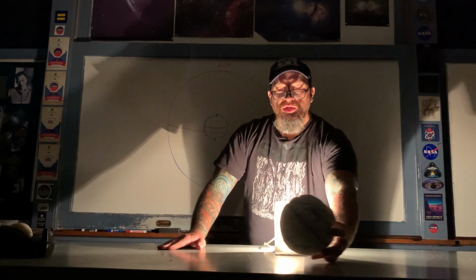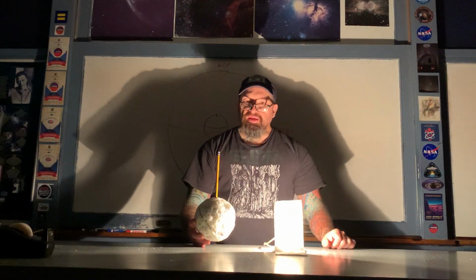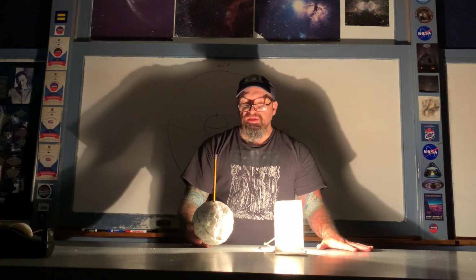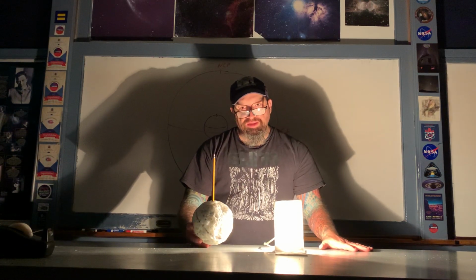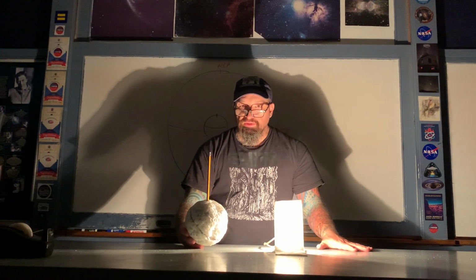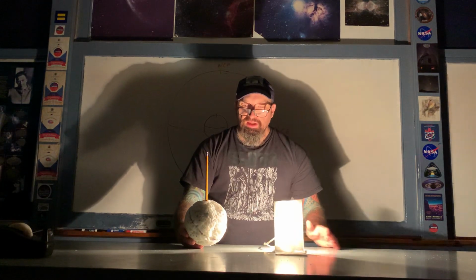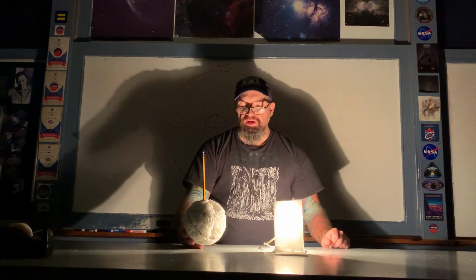So the basic cause of the seasons is the fact that the Earth's equatorial plane is tilted on an angle with respect to the ecliptic. The angle that the Earth's equatorial plane is tilted with respect to the ecliptic is about 23.5 degrees. It's somewhat exaggerated, however, here in this simple demonstration.